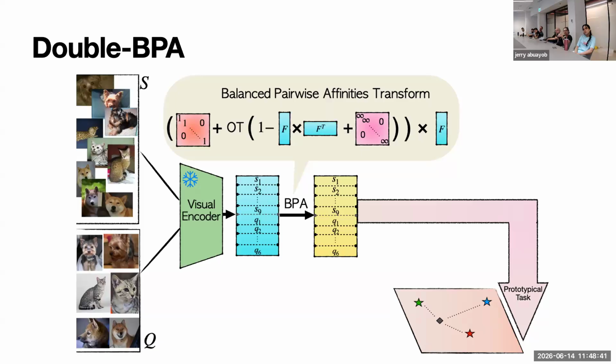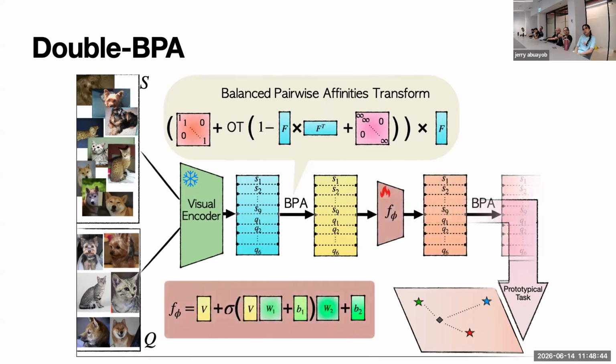So we add an MLP, or we call it an adapter over here, and another BPA transform after that. So our entire pipeline looks like this. We call it the double BPA pipeline, and we can basically think of it as a transformer for few-shot classification tasks. The vision encoder is still frozen, but the MLP adapter is trained, and I will dive deep into what it is trained on in a bit.